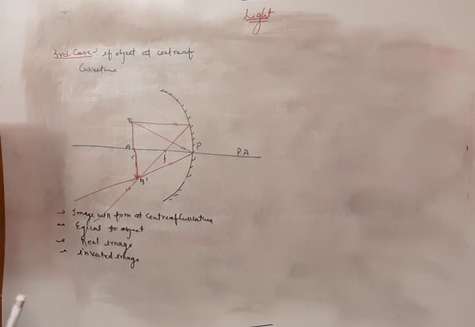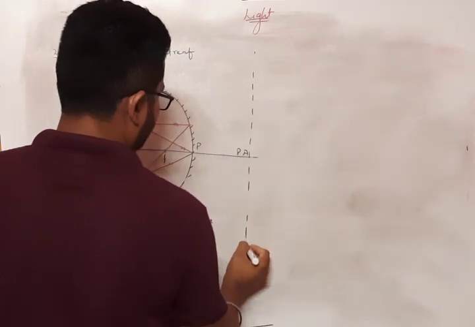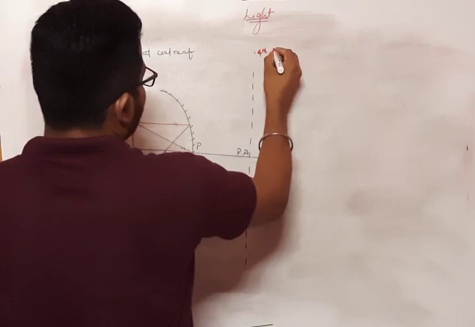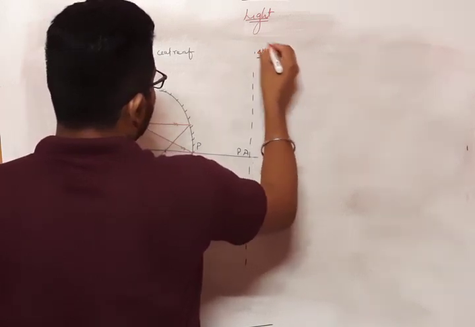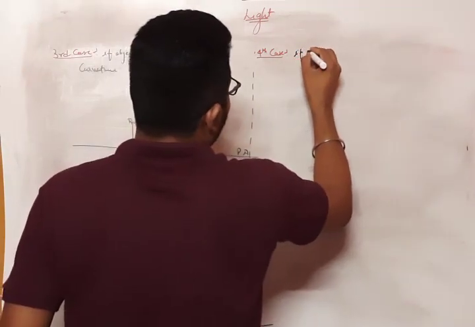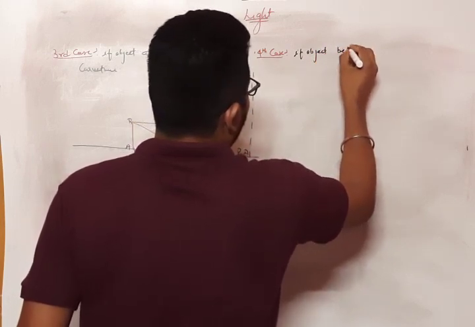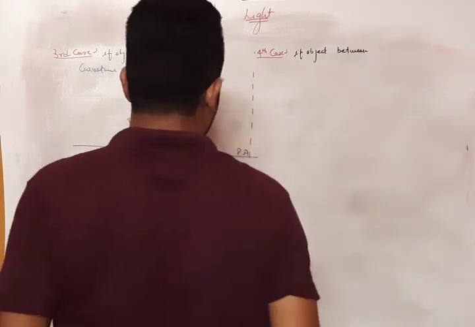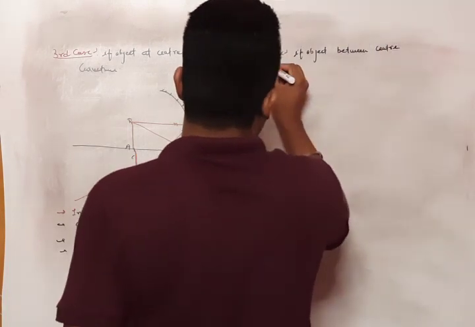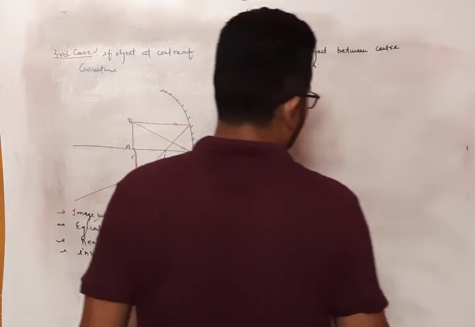Okay beta, next case is the fourth case. What is the fourth case? The fourth case is if the object is between the center and focus.